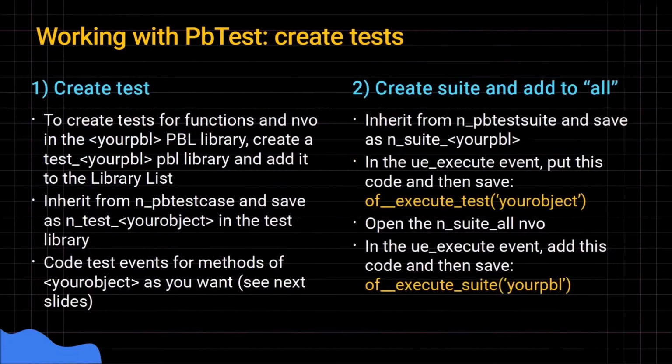Okay, so now that we have set up our environment, we can start writing tests and group them in suites. So, tests and suites. I usually create a test PBL for each PBL of my real application, named test plus the name of the original PBL. And I also create a test object for each object I want to test, named nTest plus my object. This name format is mandatory to execute the tests correctly.